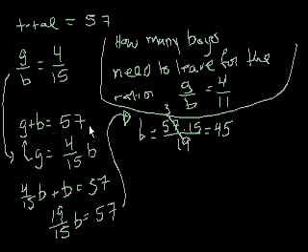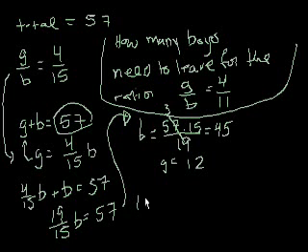And we know that there are a total of 57 kids in the class. g plus b is 57. So we know that there are 12 girls, 57 minus 45. Good. So now we know that the current boys and girls are 45 boys and 12 girls. So let's write that down. So there's 12 girls and 45 boys.